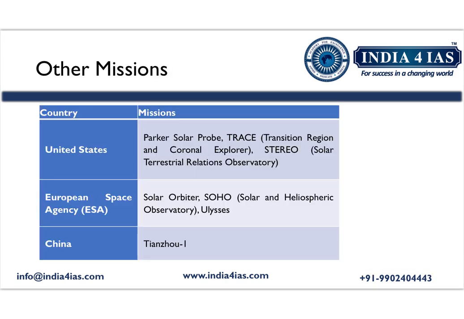Now let us move to the solar missions launched by other countries. The USA has launched a few solar missions, that is Parker Solar Probe, TRACE mission, and STEREO mission. Then the European Space Agency launched Solar Orbiter, Solar and Heliospheric Observatory, then Ulysses. Then China launched Tianzhou 1. So these are a few important solar missions launched by other countries.